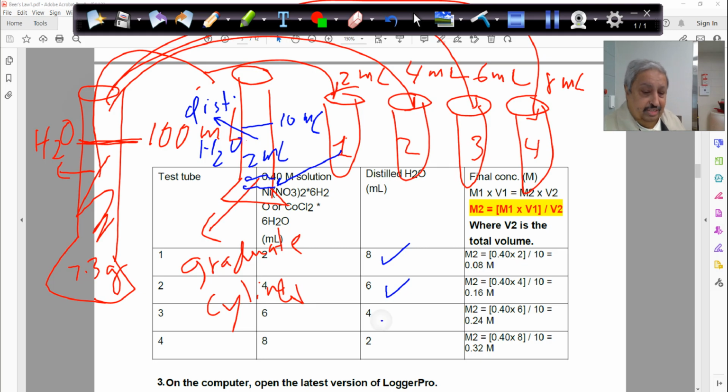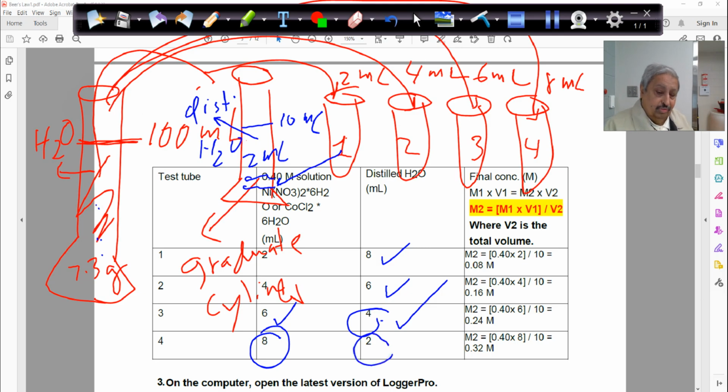The third one, you take 6 mL from your flask and add 4 mL H2O. The last one, you take 8 mL of the more concentrated solution from the flask and add 2 mL. All your solutions in the graduated cylinder have to be 10 mL total.